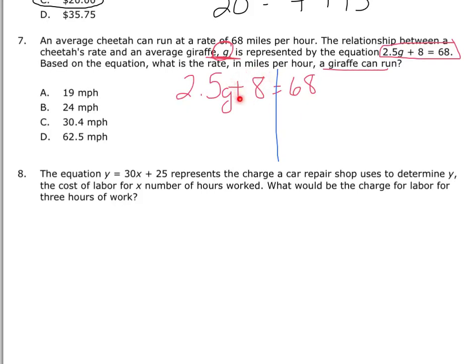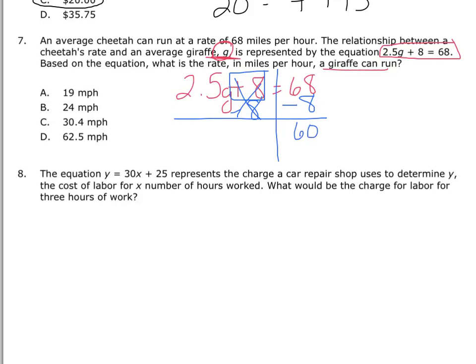Well, remember, to move across the equal sign, you have to do the opposite operation. So right now this is a positive 8, plus 8. So I have to do the opposite operation to move across to the other side. So I have to subtract 8. When I subtract 8, this cancels out to move to the other side. So what I do to one side, I have to do to the other side. So now I have 68 minus 8. Well, 68 minus 8 is 60.